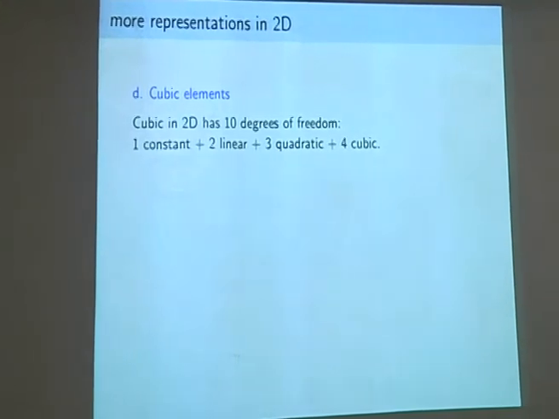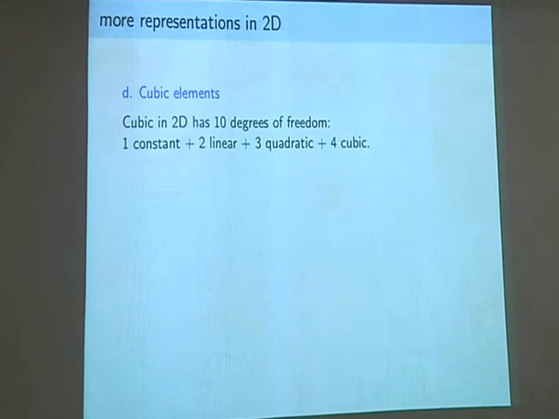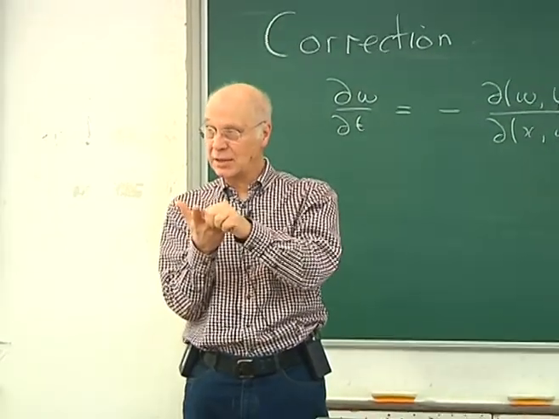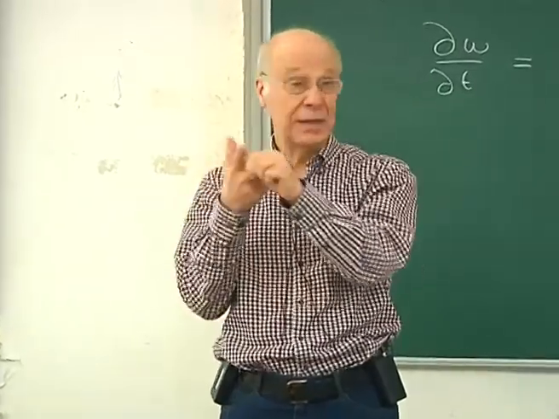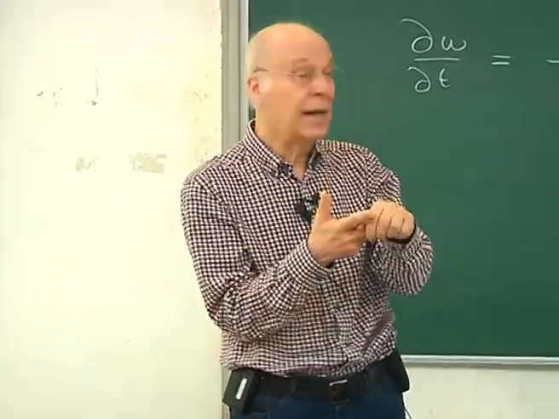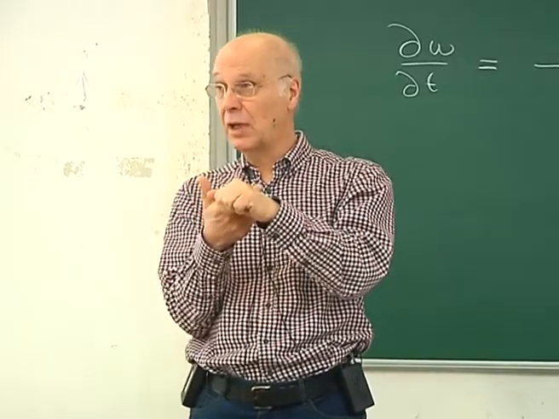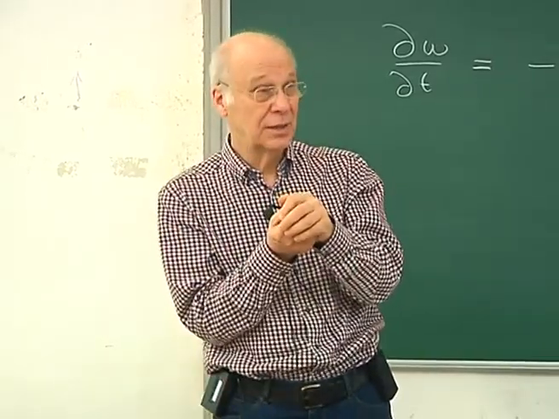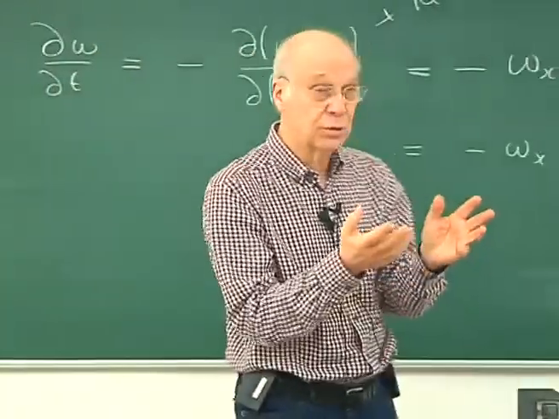Okay, if I jump to the cubic representation, a cubic in 2 dimensions has 10 constants. Should we count them? It could take a long time. There's one constant value. The gradient in 2 dimensions has 2 values. The quadratic term has 2 x derivatives, 2 y derivatives, but an xy derivative, so 3 terms. And the cubic term pretty obviously has 4. So there are 10 unknowns, 10 constants in a 2-dimensional cubic.